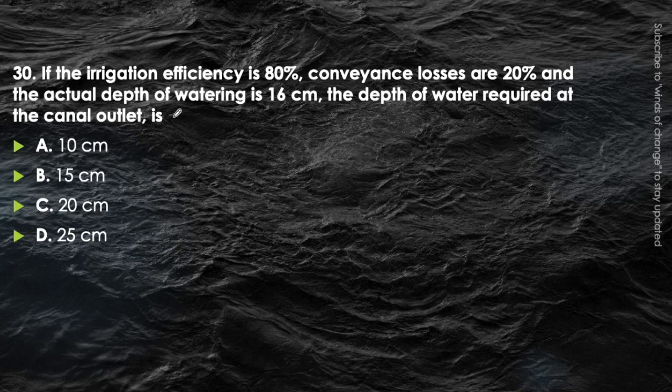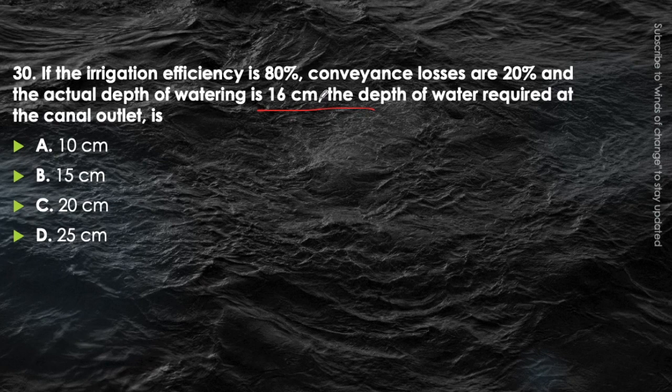Next question, that is the last question of this video. If the irrigation efficiency is 80%, conveyance losses are 20%, and actual depth of watering is 16 centimeter, the depth of the water required at the canal outlet is 10 centimeter, 15 centimeter, 20 centimeter, or 25 centimeter. This is a very easy question. Just memorize these formulas: irrigation efficiency and conveyance efficiency. There must be some losses, and finally the value that will be obtained is 16 centimeter, the actual depth of watering required.